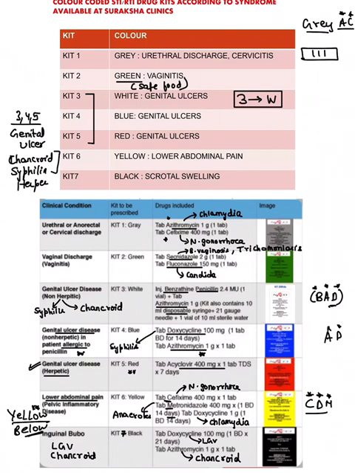Now coming on to the next kit, that is kit 7. Kit 7 is black in color. That is for inguinal bubo. Two organisms cause bubo, that is lymphogranuloma venereum and chancroid. So what will you use? For chancroid, we are again and again using azithromycin in the same dose, 1 gram. Doxycycline we will use 100 mg for 21 days.